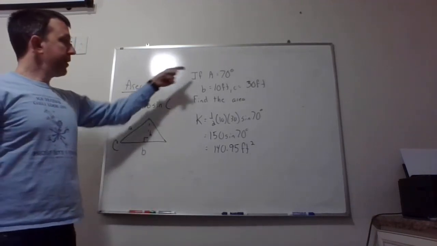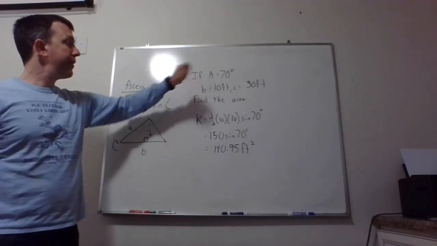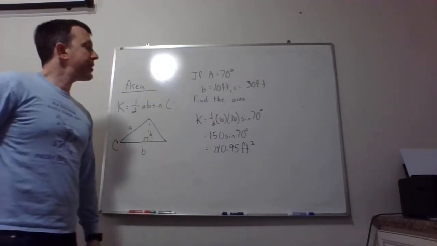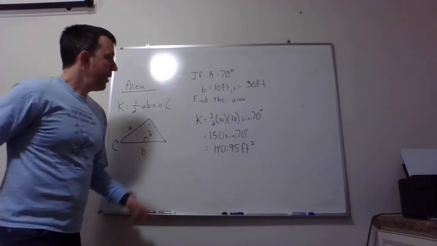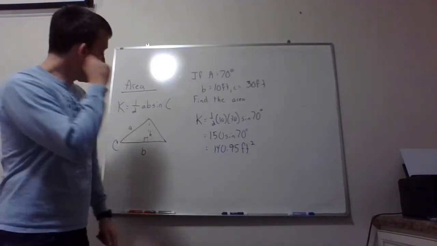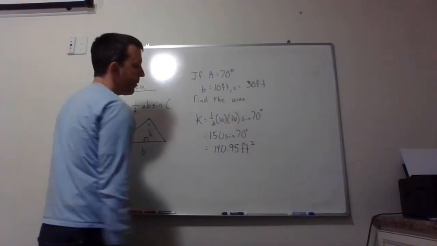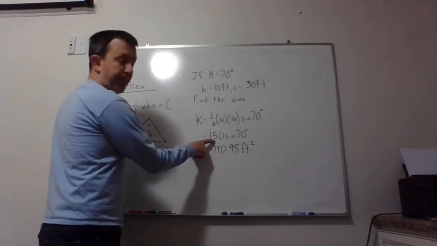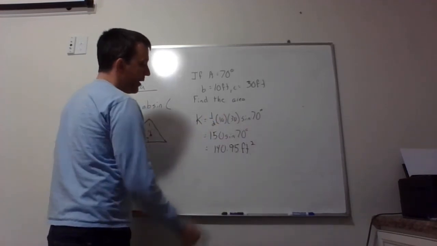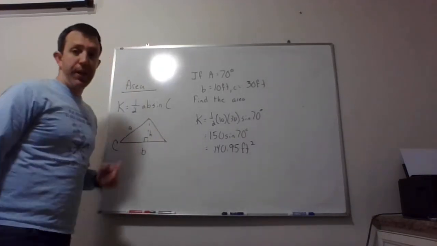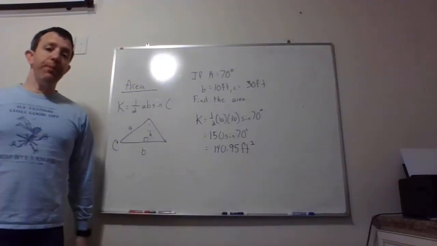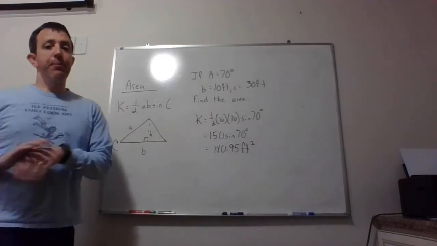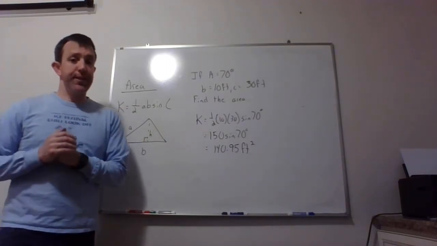So I did one example. Here we go. We have angle A, and we have sides B and C. A is 70 degrees, B is 10 feet, and C is 30 feet. I want to find the area. I fill in my numbers, 10 and 30 and 70. 1/2 times 10 times 30 is 150. Then I just type it in my calculator, and out pops 140.95. So this is one way we can find an area. We have two sides and the angle in between. Next up, we're going to look at what happens if you just have three sides.